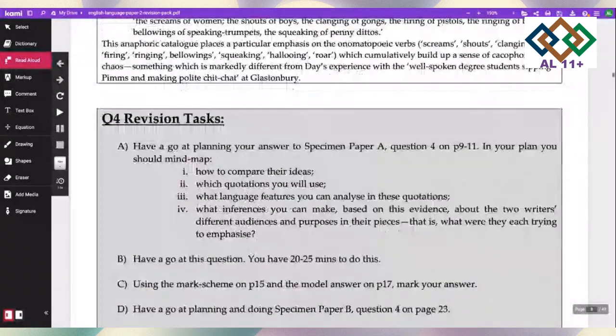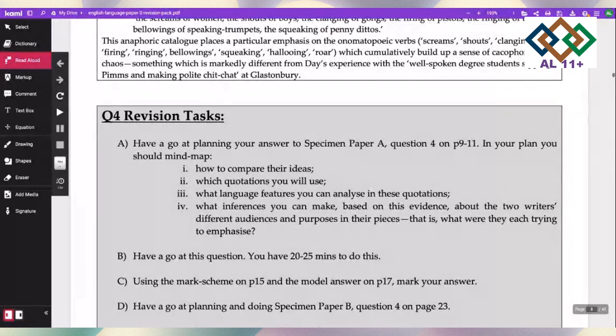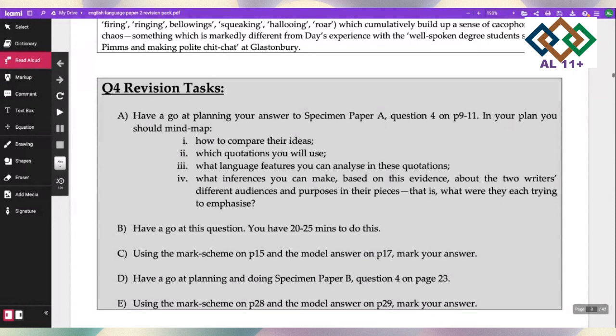So your revision task is to have a go at planning your answer in Specimen Paper 1 Question 4 on pages 9 and 11. In your plan, you should mind map how to compare their ideas, which quotations you will use, what language features you can analyze in these quotations, and what inferences you can make based on this evidence about the two writers' different audiences and purposes in their pieces. This is: what were they each trying to emphasize? Have a go with this question.